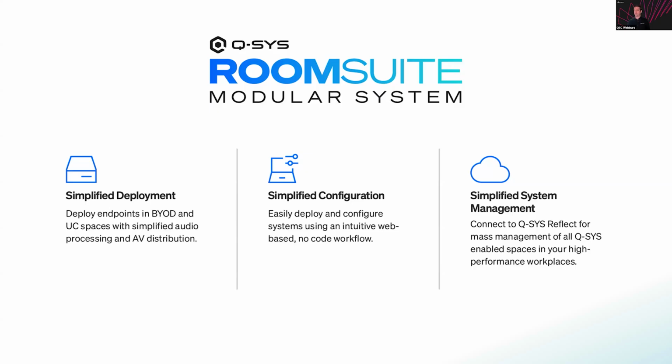Again, easy to walk through the controls, but also easy to just assign presets once you get that set up. And that's the simplified system management part. Through Reflect, assigning presets. Once the installations are completed, room's basically up and running. If you're using Q-SYS microphones and speakers, room optimization for audio, bam, you're up and running.